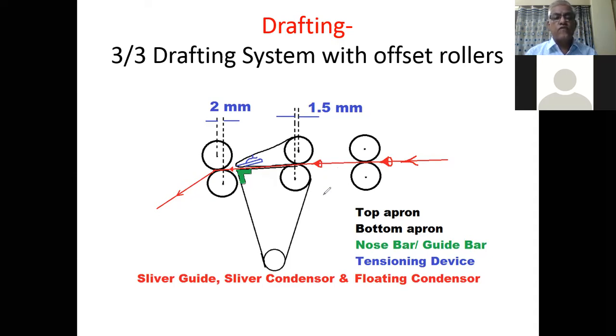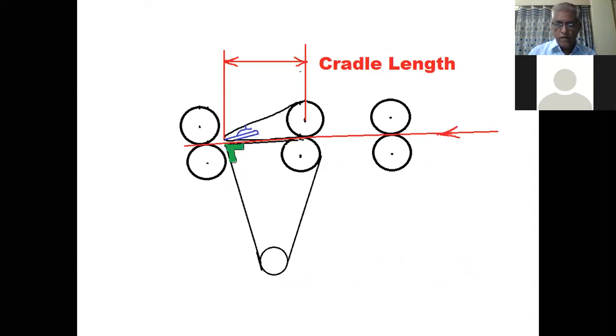So this diagram shows you various parts, and please remember this is the position of the floating condenser. Its name is floating condenser because it is not given any support. It is not resting on anything. It is resting on the roving itself. So that is why it is called floating condenser. Now, other important parts of the drafting system are cradle length.